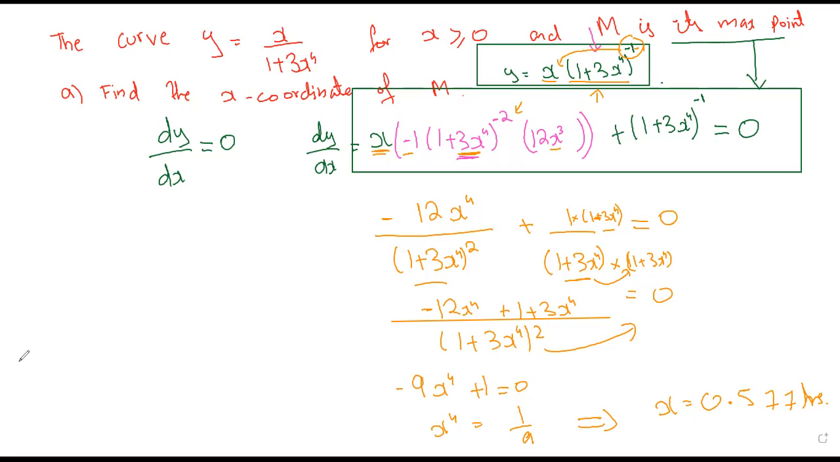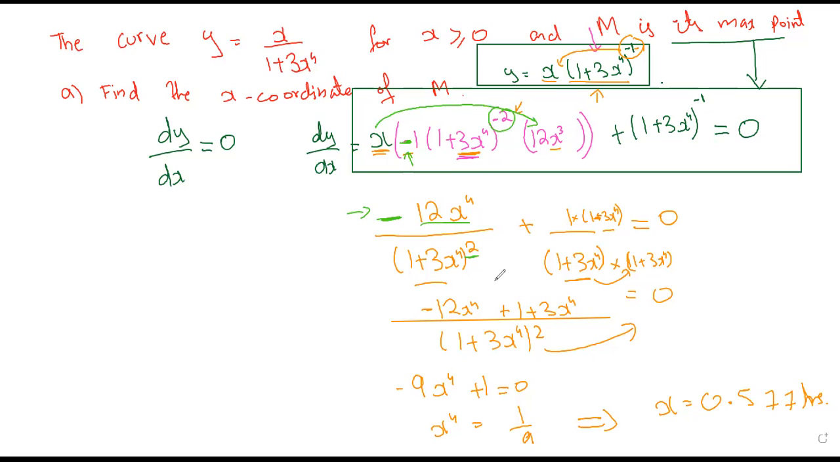Ma'am, just repeat from how you got negative 12x to the power 4. Because you multiplied 12x cubed by negative 1. Yes, this is the minus one. This is x, okay? x into 12x cubed will give me 12x to the 4 with a minus sign because of this sign. And we had a negative power, I'll take it to the denominator. This will become a positive power, right?